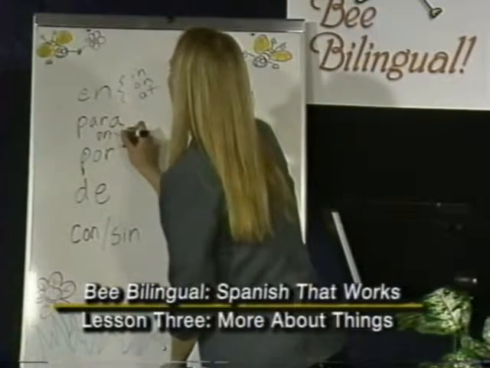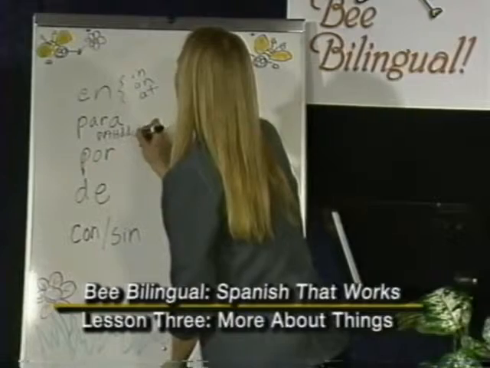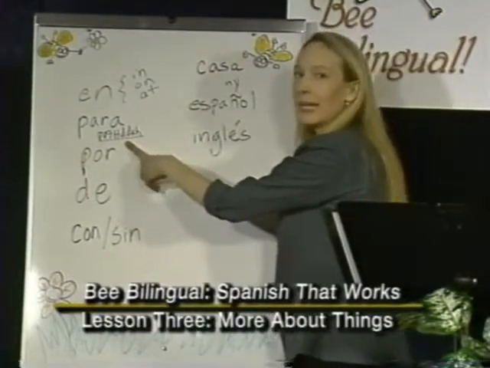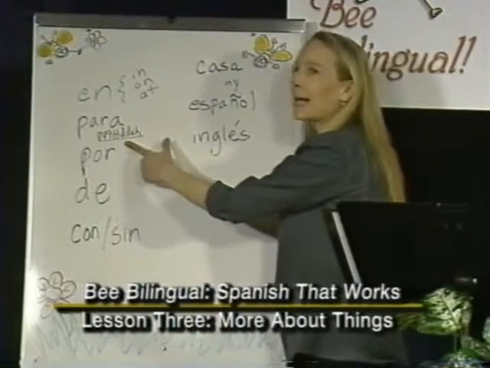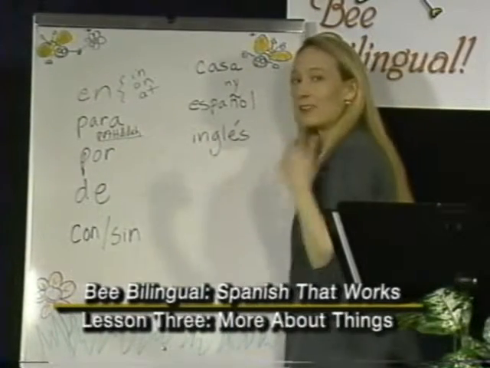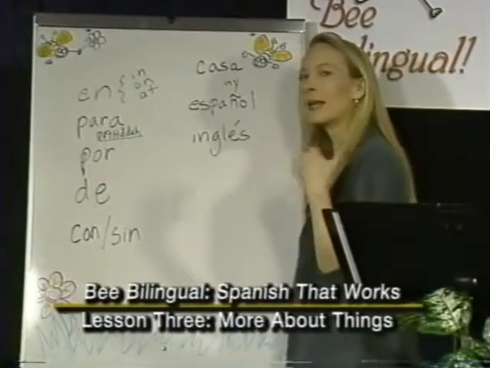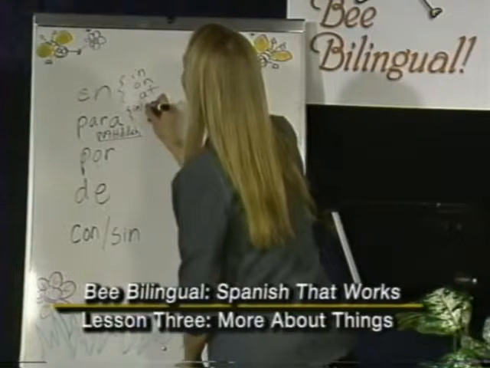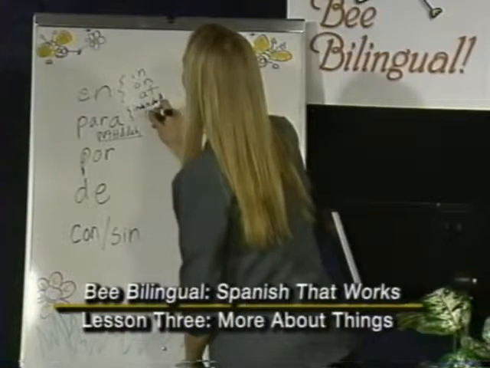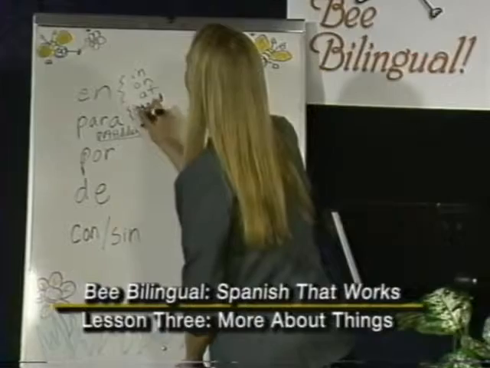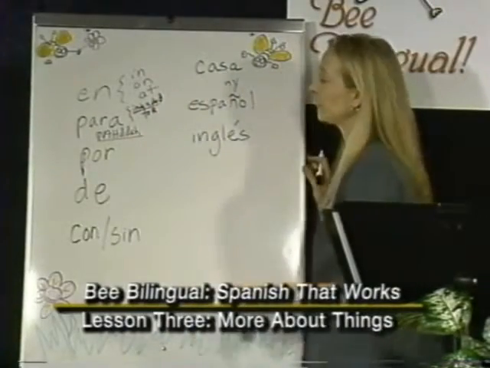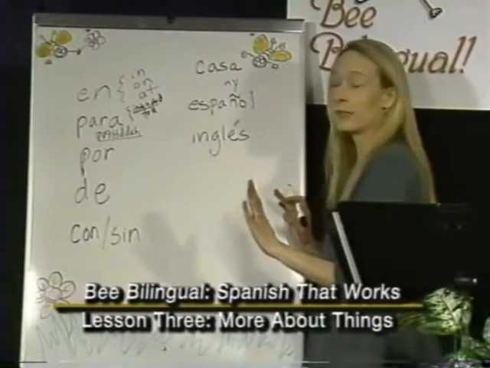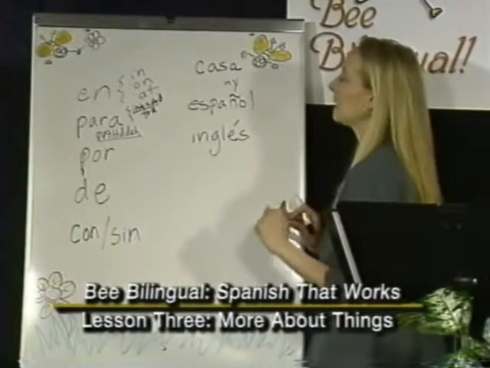Now the word para, which again that single R between vowels, is like the fast double D of the English word buddy. So it's not para, it's para. You can start to hear a D sound if you're thinking in English, para. And I want you to learn this as intended for. It can also mean in order to, and several other translations in English. In this context, we'll translate it as intended for.